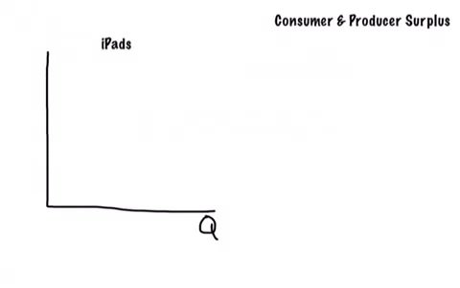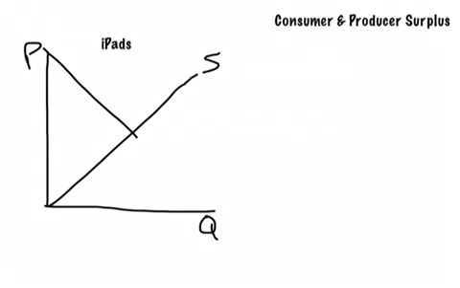The next topic we're going to look at is consumer and producer surplus. So to illustrate this concept, let's take a look at the market for iPads. Now, let's go ahead and first start by setting up our market, simply the supply and demand for iPads.